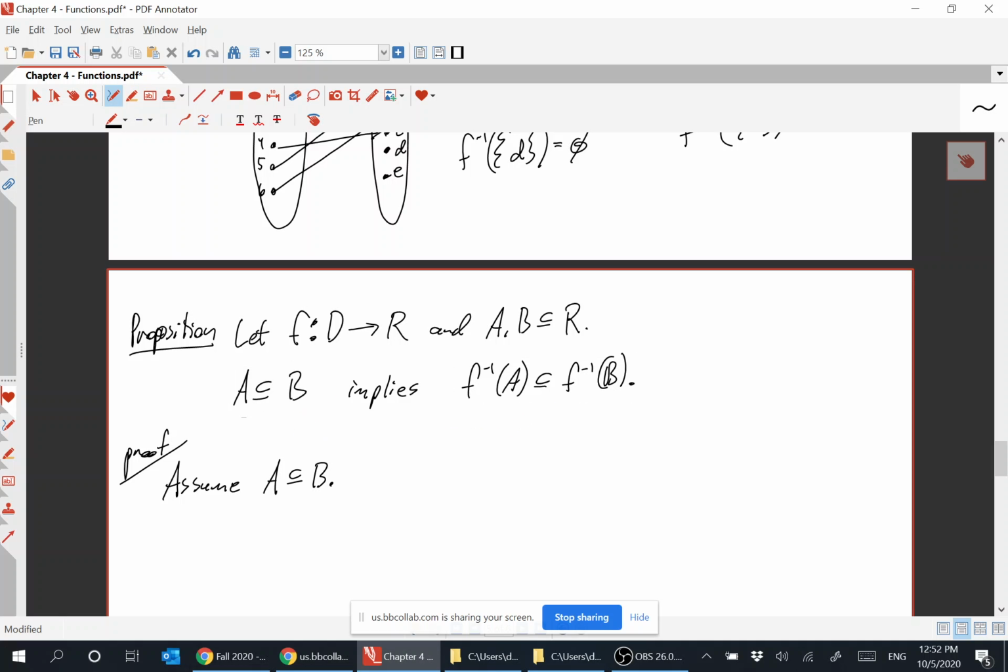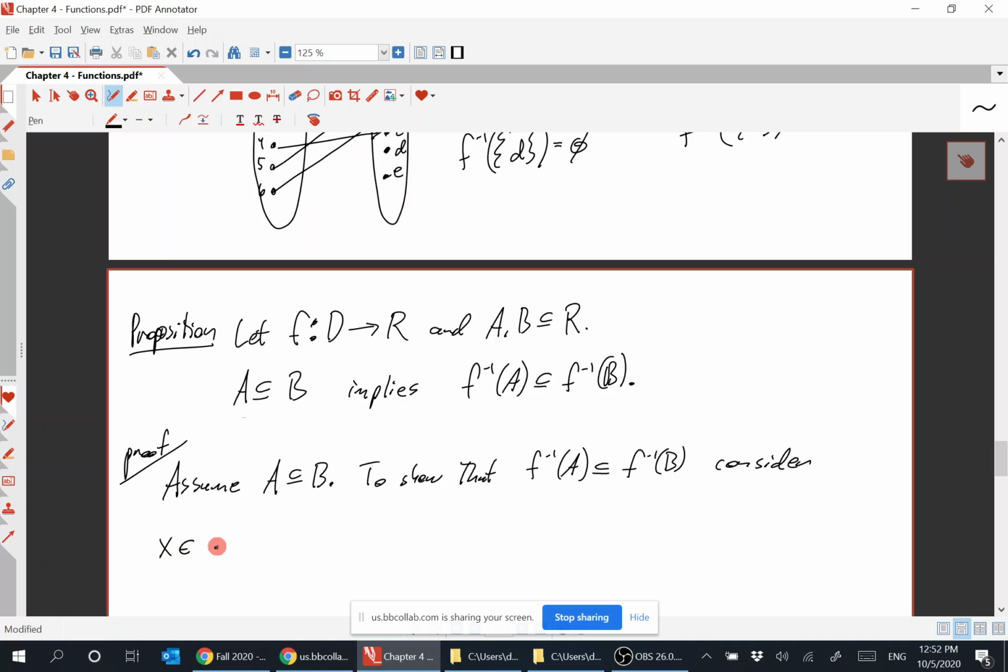We also talked about proof by contradiction. Okay, right now we're doing the direct proof. So, assume that A is a subset of B. All right, to show that the preimage of A is a subset of the preimage of B, consider what? How do you show one set is a subset of the other? That any element in the smaller set must be in the other set.